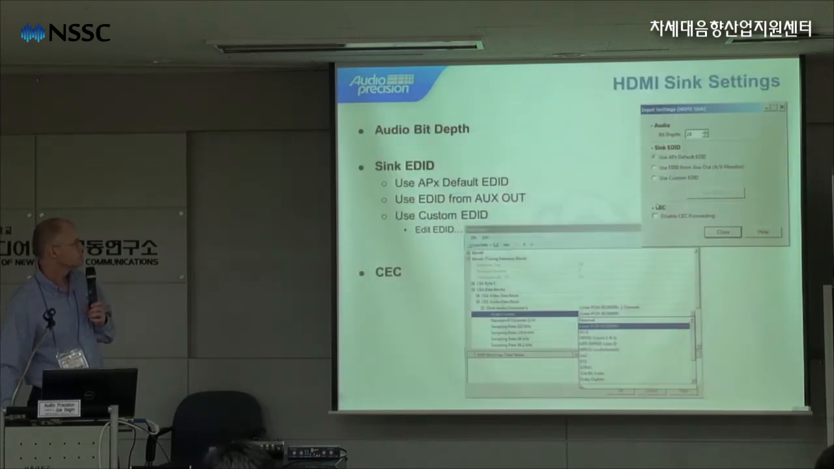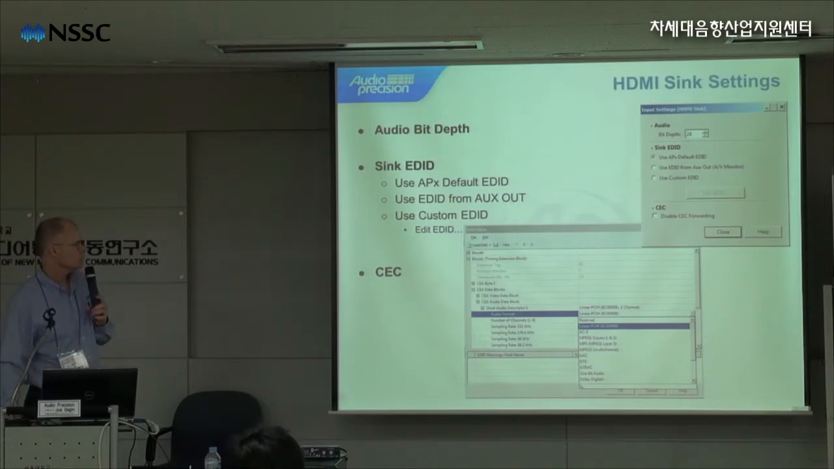On the input side, or the sink side, here are some of the controls. So you can control the audio bit depth. You have some controls over the sink EDID. So you can use our default EDID, the one that ships with APX. You can use the EDID from the device, the television or monitor connected to our aux out, or you can use a custom EDID.